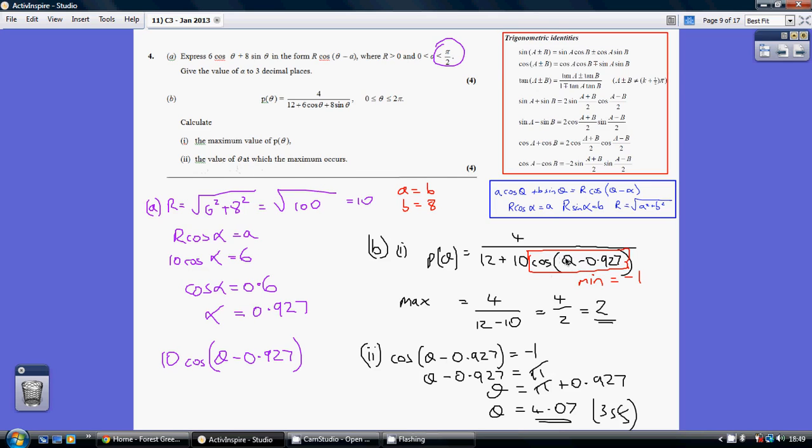Now we're being asked to work out the value of theta at which this maximum occurs. So what value of theta allows this to be -1? So cos(theta minus 0.927) equaling -1. So inverse cos both sides, again calculator in radians mode, gives us theta minus 0.927 equals pi. Add 0.927 to both sides, we get theta being 4.07 to 3 sig figs.